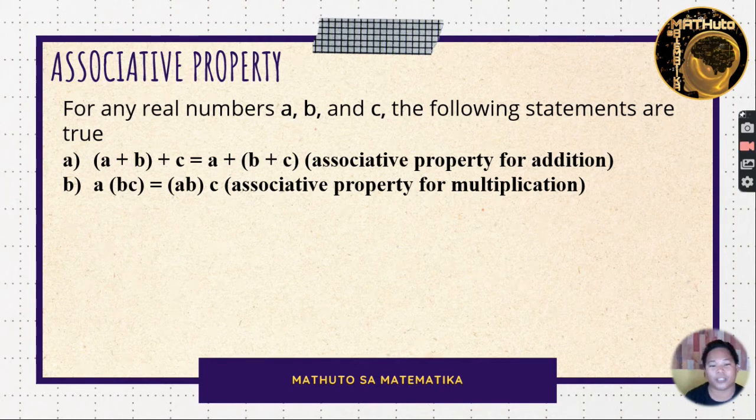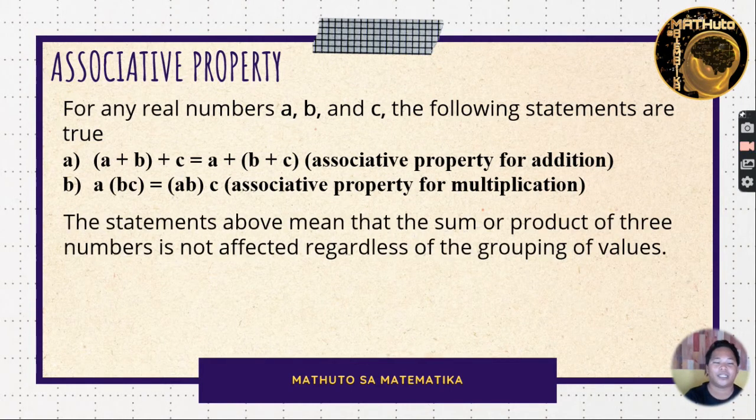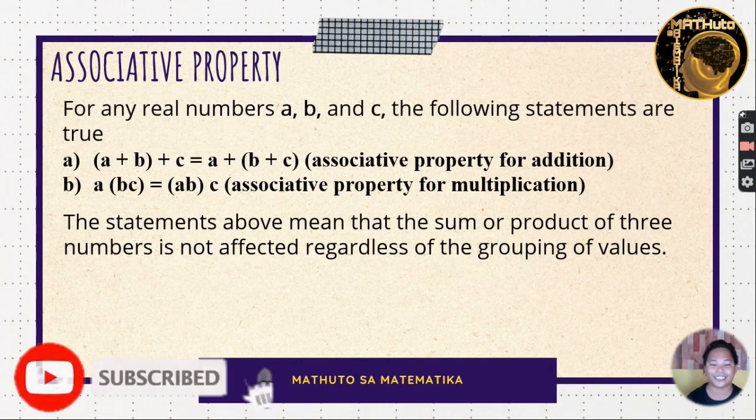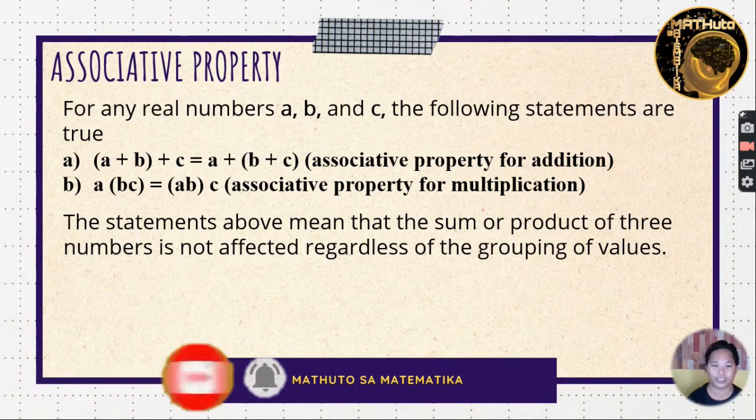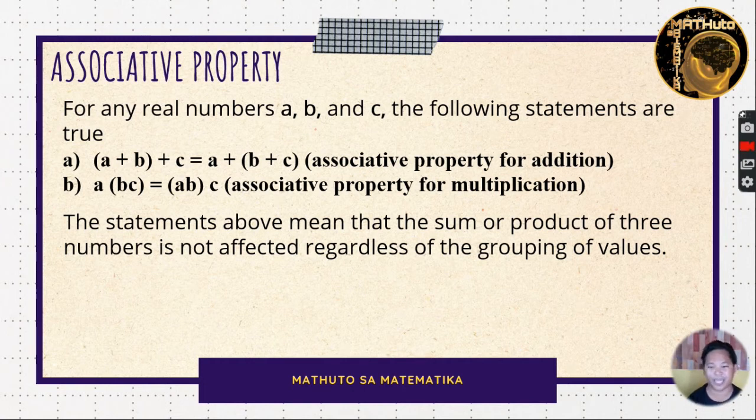For multiplication naman po. So if we're going to explain it further po, the statements above mean that the sum or product of three numbers is not affected regardless of the grouping of values. So, for associative, regardless of grouping.